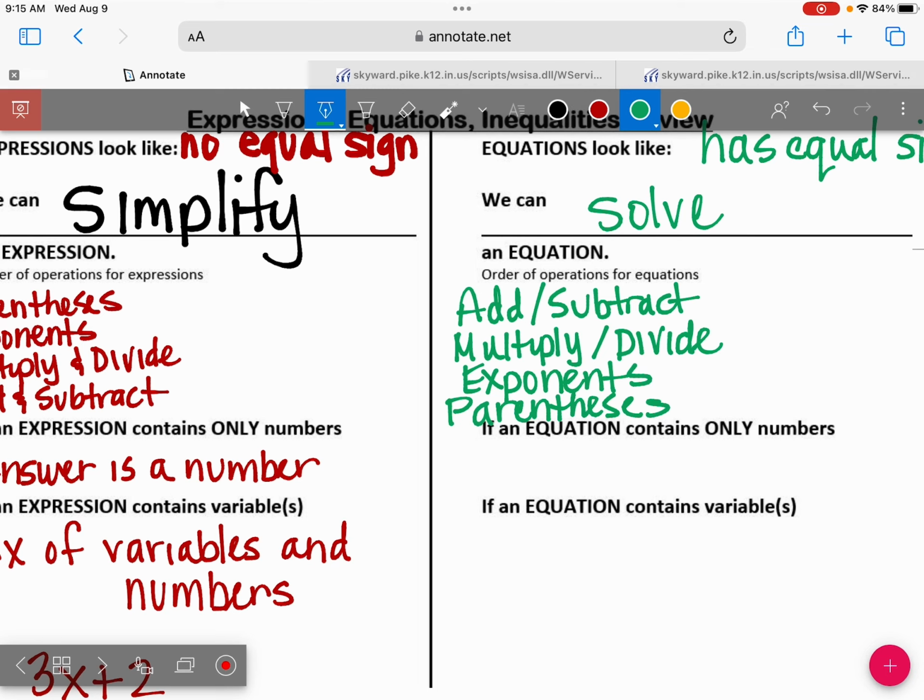So if an equation contains only numbers, again, our answer is a number. And if our equation has a variable, then our answer is going to be x equals something. And what that looks like is, instead of 3x plus 2, it'll be 3x plus 2 equals something. That's an example of what it would look like.